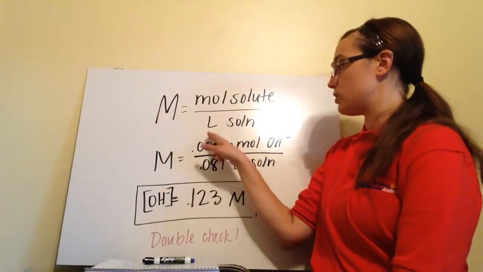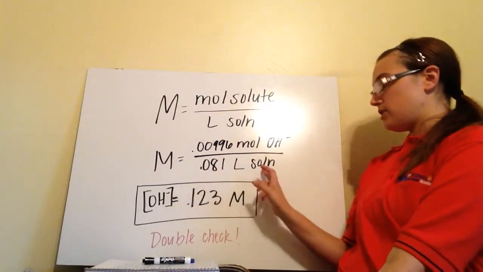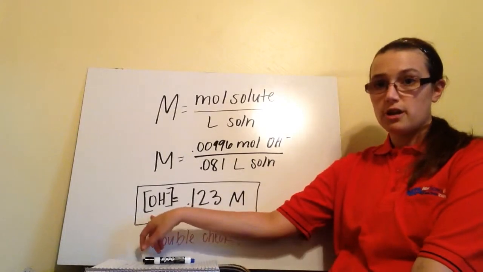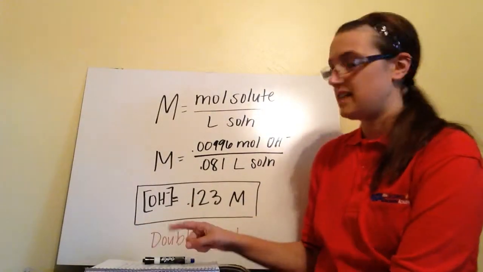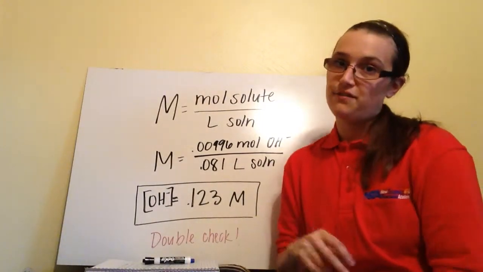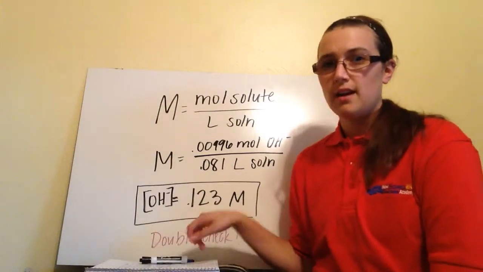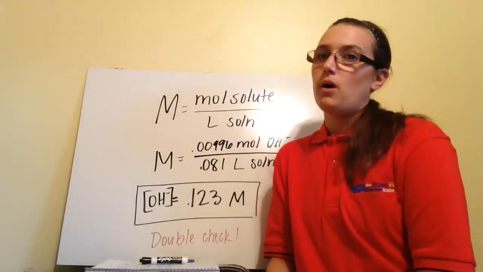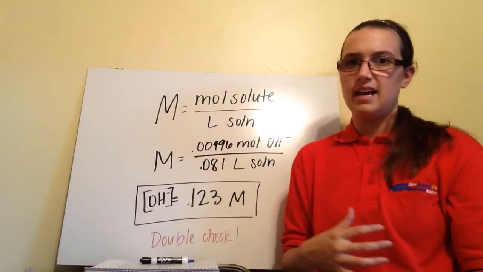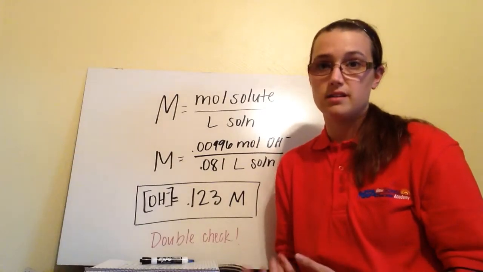So molarity is moles over liters. We have moles of OH- divided by liters of solution, and the concentration of our hydroxide ion that is in excess is 0.123 molar. 3 significant figures. That comes from our given information. Now do a double check. Does this make sense? Well, it should make sense because the calculated molarity is less than either of our initial concentrations, so this should work, and this is the correct answer.